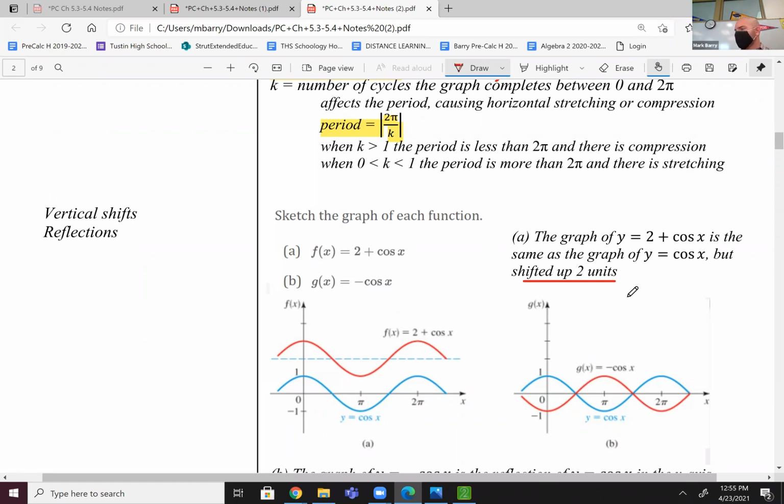Now, wait a minute. It's a little confusing here, right? This 2 is in front of the cosine. So isn't that A? No. All right, so let's make a note out here. This is not multiplying.